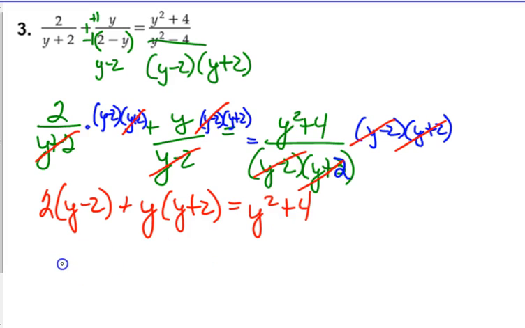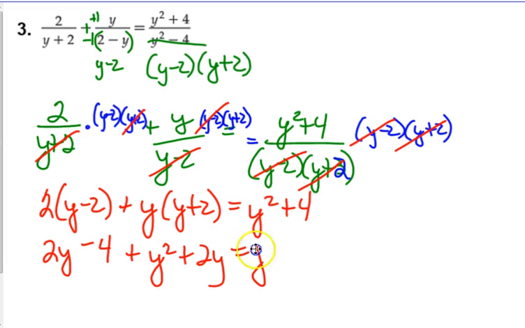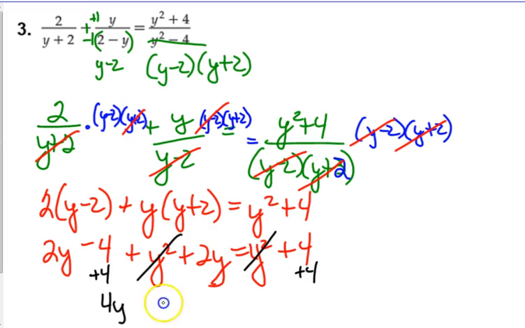This looks like a really nasty problem, but I think we're going to be happy because I think something's going to cancel out here. If we distribute, we get 2y minus 4 plus y squared plus 2y equals y squared plus 4. Look what happens. The y squareds, if I subtract, they're just gone. So I have 4y, and if I add this 4 going this way, all I have left is 4y equals 8. I get y equals 2.